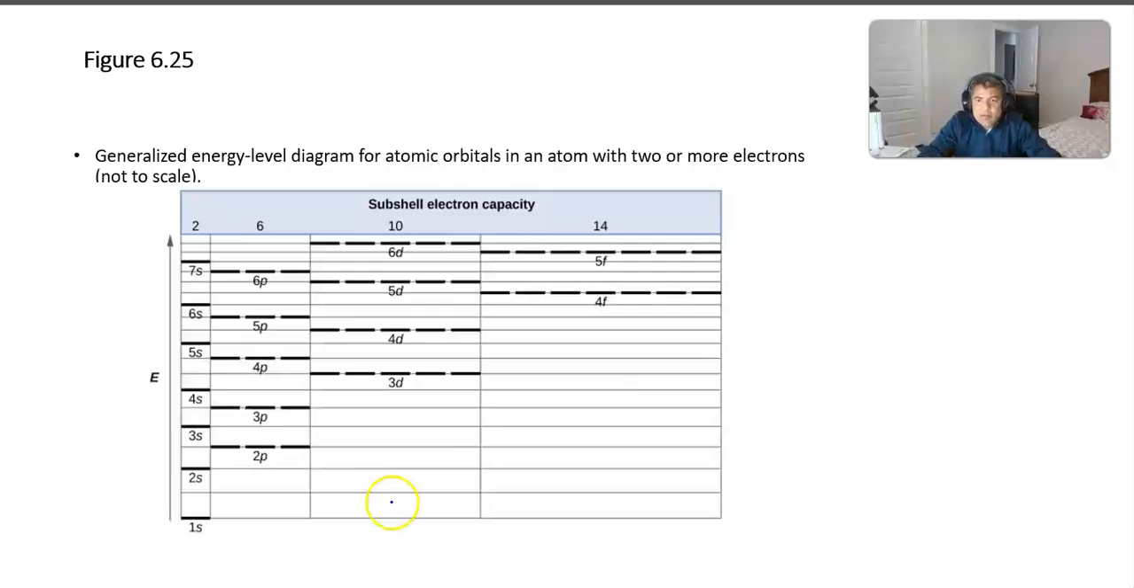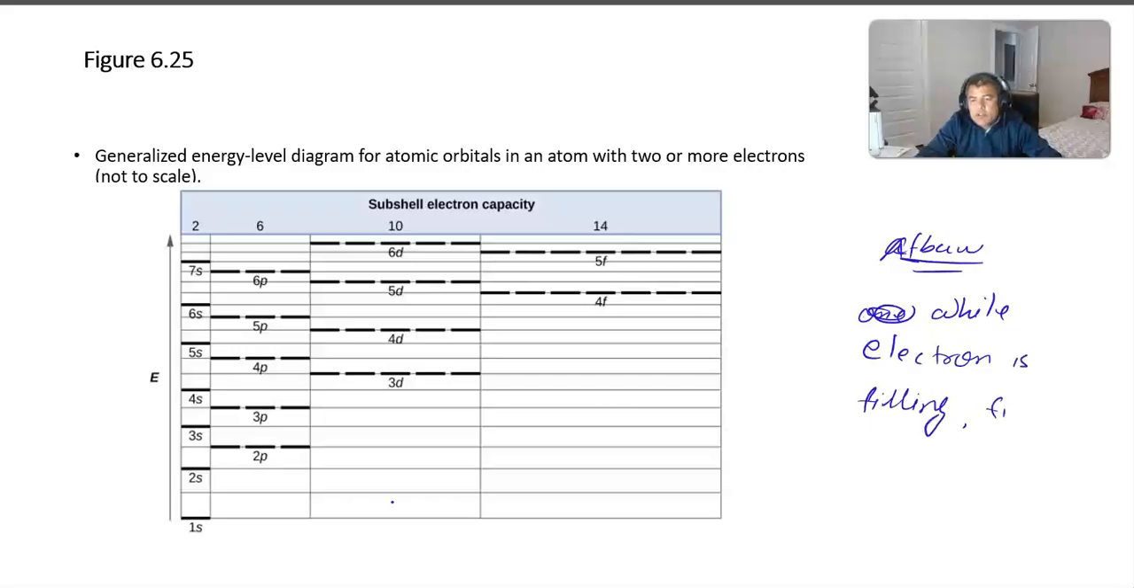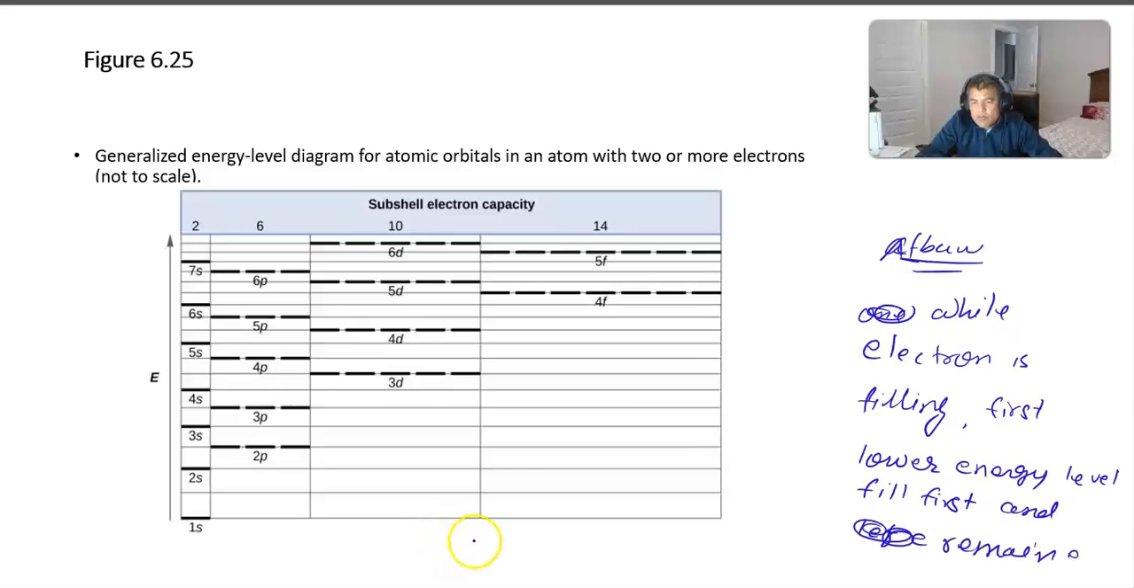What the Aufbau principle says is that while an electron is filling, first the lower energy level fills first, and the left electrons, meaning the remaining electrons, only fill the remaining orbitals. Okay, so if an electron is filling, first of all it will fill the lower one and then the upper.